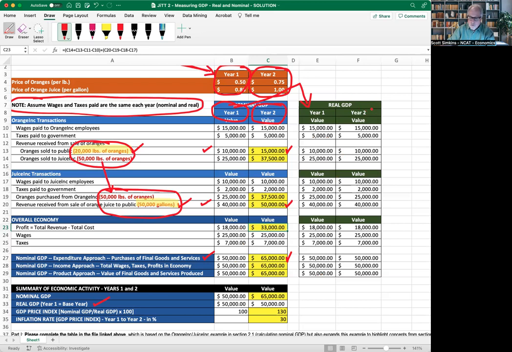What about year 2? Well, we're going to measure the value of all final goods and services produced in the economy in the base year prices.